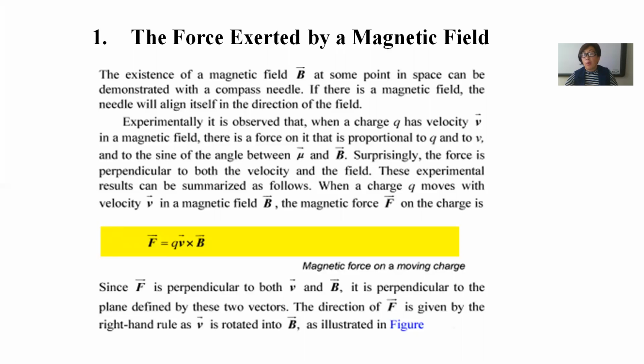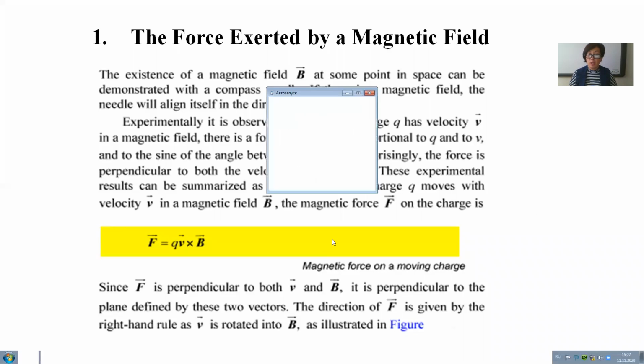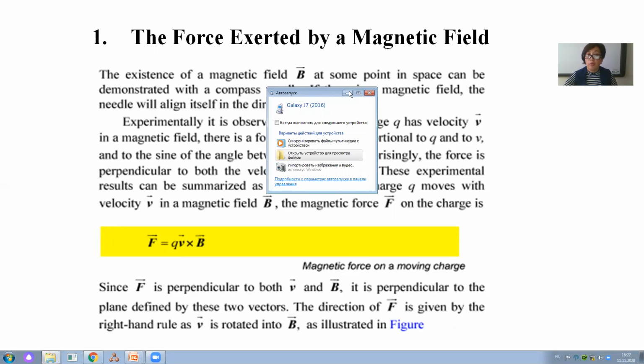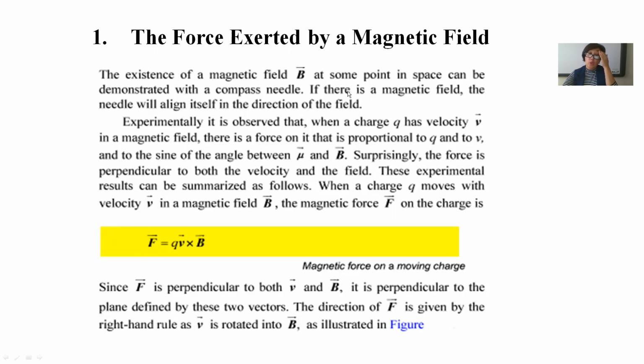The magnetic field at some points in space can be demonstrated with a compass needle. Where there is a magnetic field, the needle will align itself in the direction of the field. Experimentally, it is observed with a charge. A charge Q with velocity in a magnetic field experiences a force proportional to the electric charge, the field, the velocity, and the sine of the angle between the velocity and the magnetic induction.